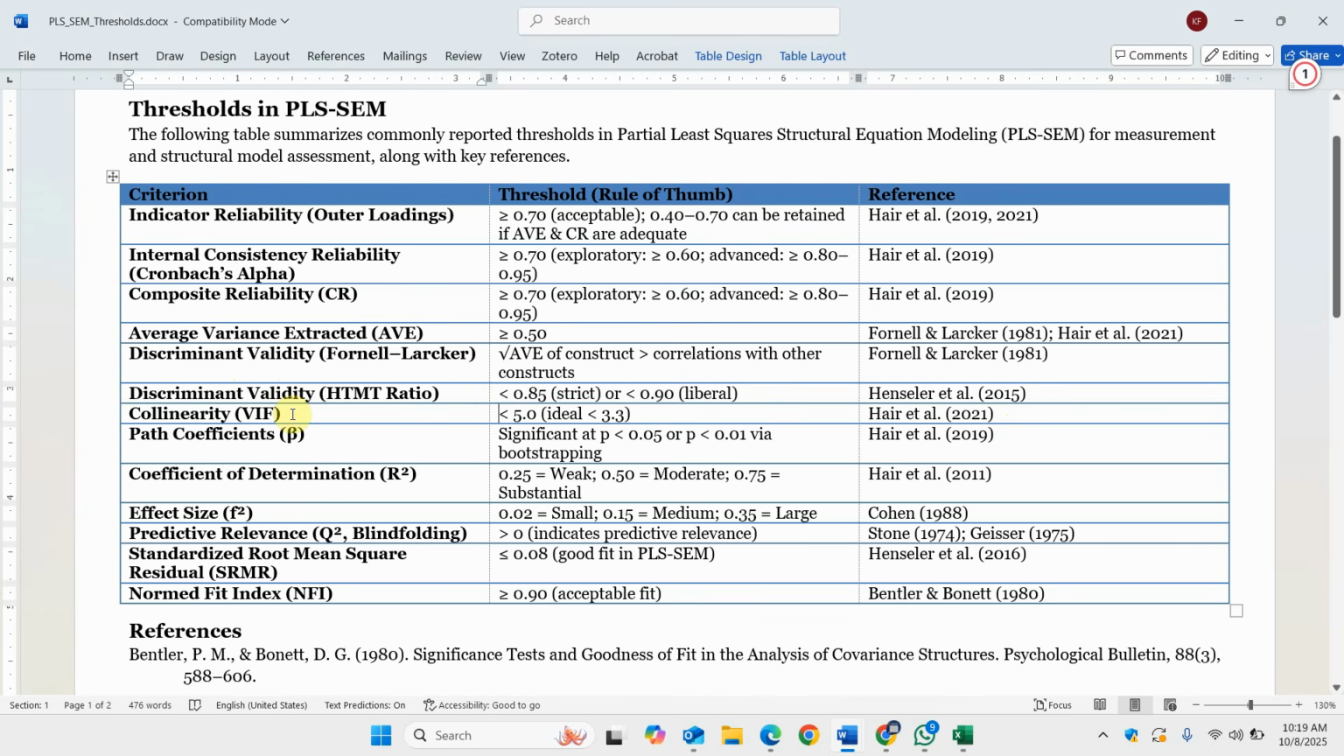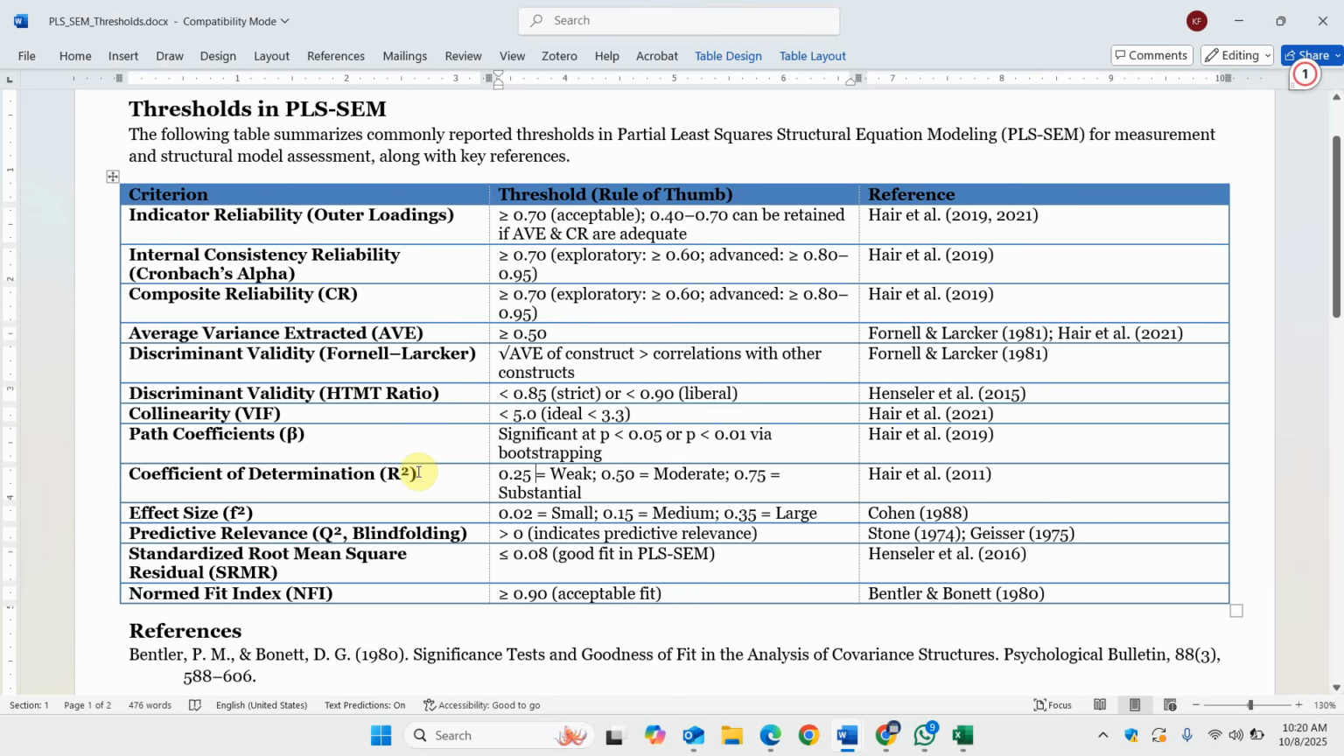Collinearity, less than 5 is acceptable, ideal is 3.3, but acceptable is less than 5. Now for path coefficients, the p-value that we normally use is less than 0.05, which would mean that your paths are significant and your hypothesis is accepted. Now in social sciences, it is less than 0.05. Now, in some studies or in other fields, it can be 0.01 as well. And we do the bootstrapping procedure to find or to present the significance of our path coefficients.